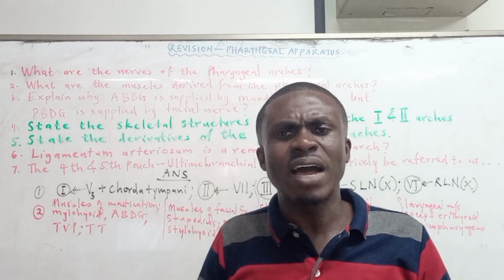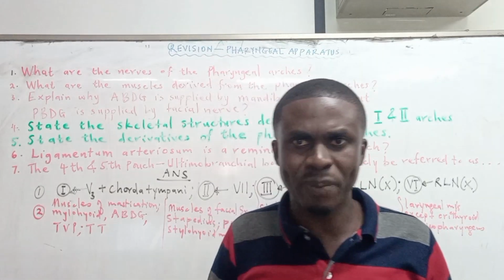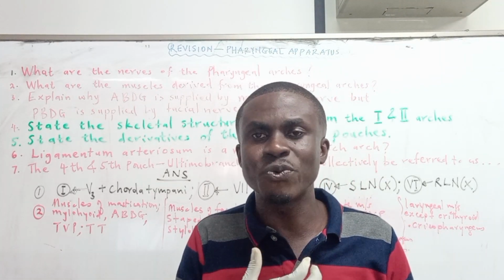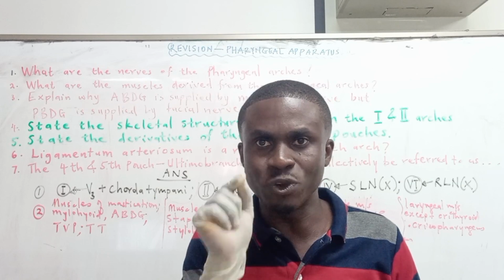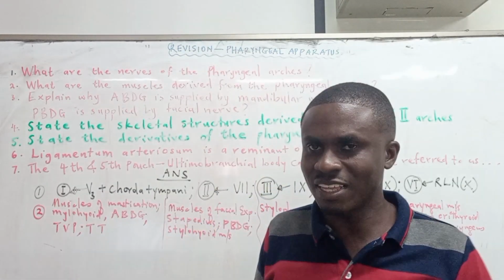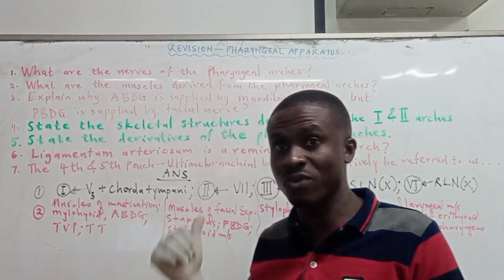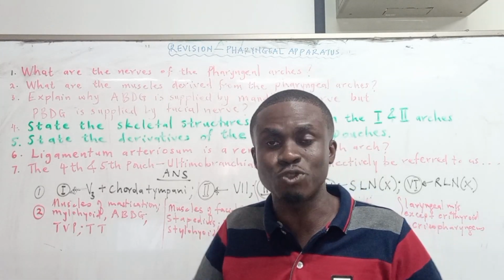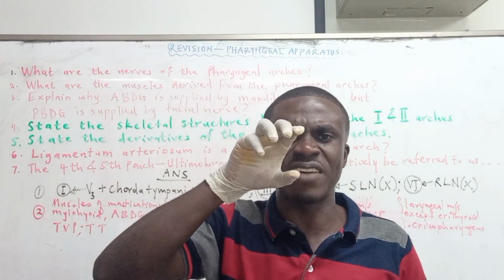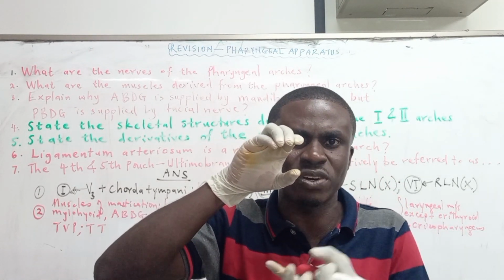Now, how about the third pouch? For the third pouch, I told you that it gives rise to the thymus, including the inferior parathyroid glands. That is where the controversy comes in, because the fourth pouch is rather giving rise to the superior parathyroid gland. While the third is in the cranial region of development, the fourth is at the caudal region.